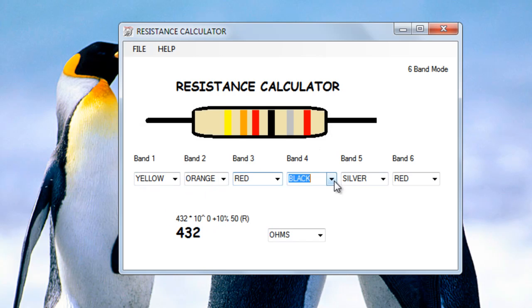Now this is the multiplier, I will change it to brown. The value of brown is 1. So now it is 4, 3, 2 multiplied by 10 to the power 1. So it is 4320 ohms or 4.32 kilo ohms with the tolerance of 10%. If I change it to gold, it is 5%, and the temperature coefficient 50R, or if I change it to orange, it is 15P.